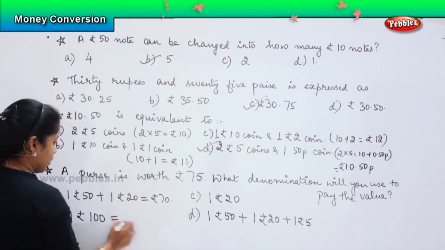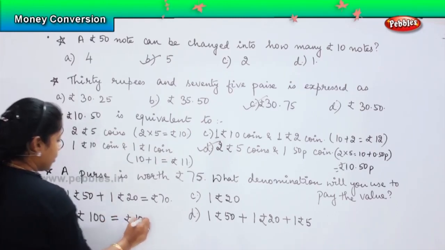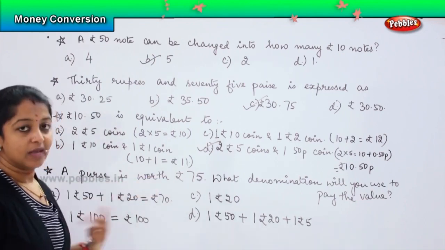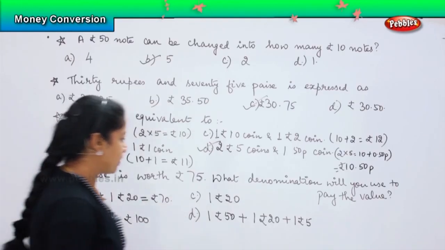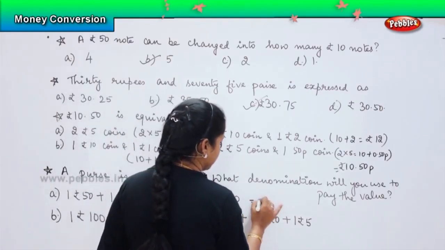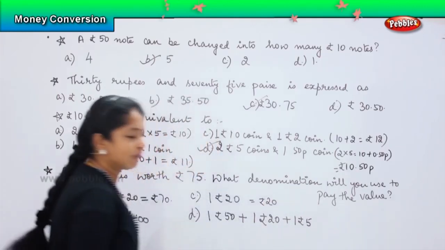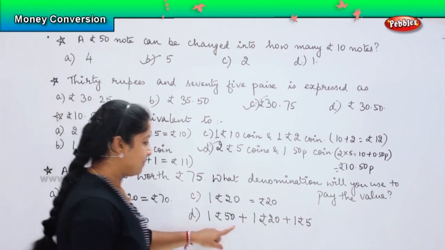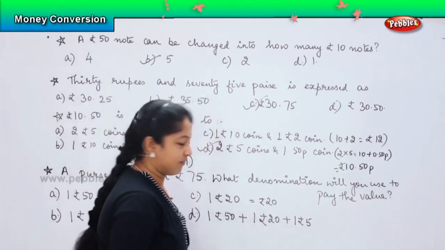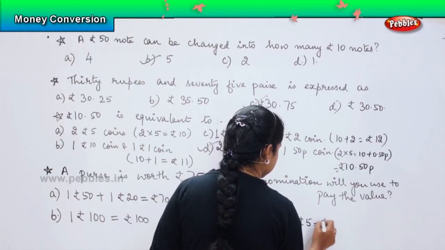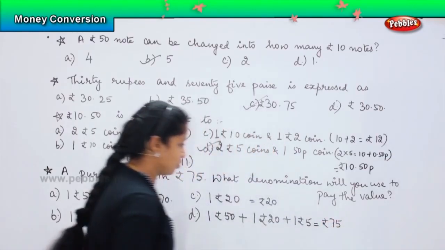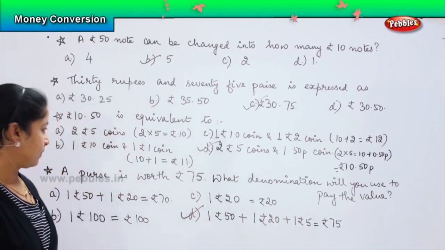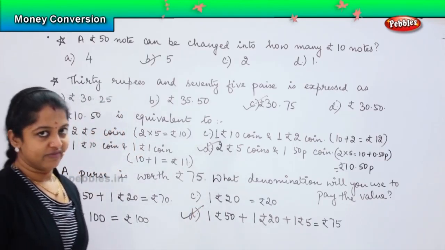Second option says that there is 100 rupee note wherein I have to pay only 75. So why should I pay extra, right? The next one says 20 rupee note. So again this will not going to solve my problem. The last one says 50 rupee plus 20 rupee plus 5 rupee is how much? It is 75. So which means that option D is my right answer. Clear, children? Shall we proceed further?